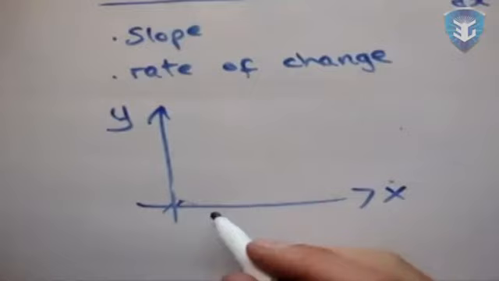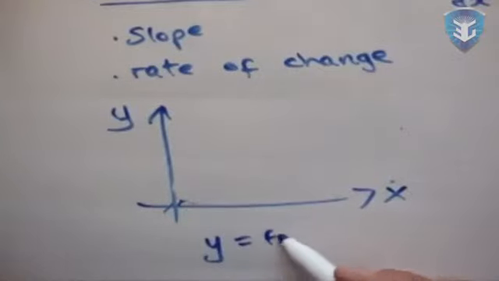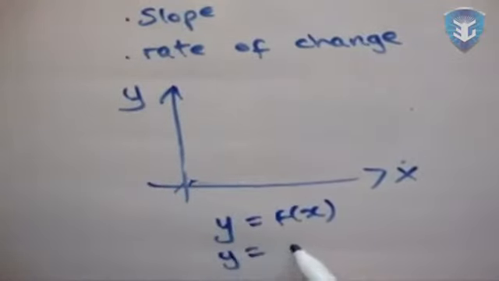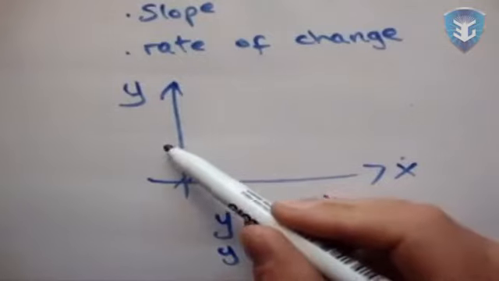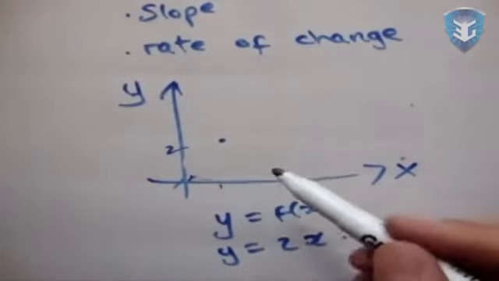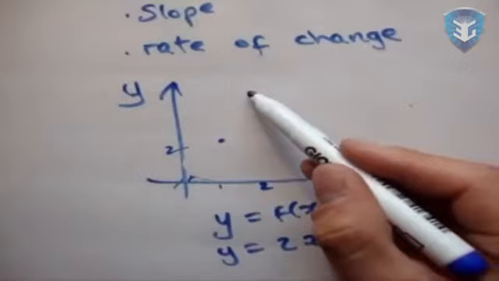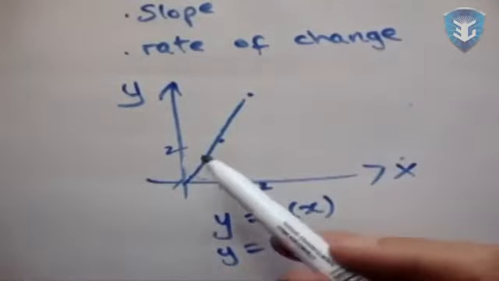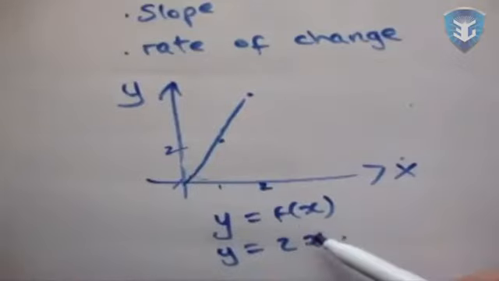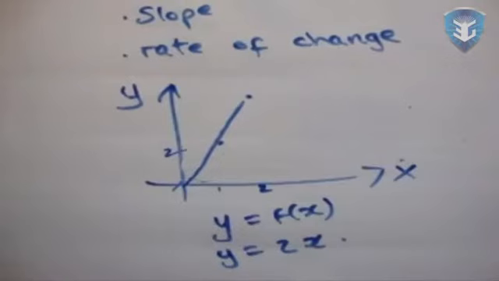So say if we have y is equal to a function of x, y is equal to 2x. Okay, so if I go x is equal to 1, that means y is equal to 2. x is equal to 2, y is equal to 4, like that. So every 1 unit I change in x, I change 2 units in the y. So its rate of change is 2 units in the y for 1 unit in the x. That's its rate of change.